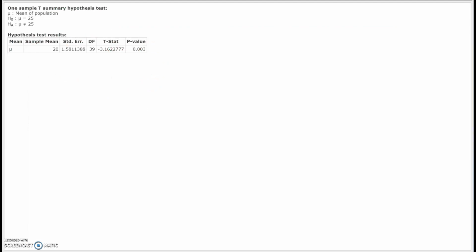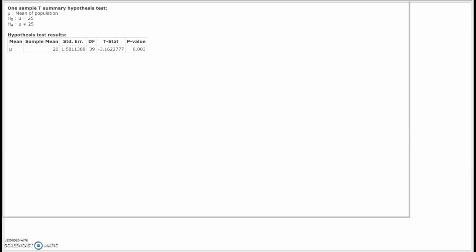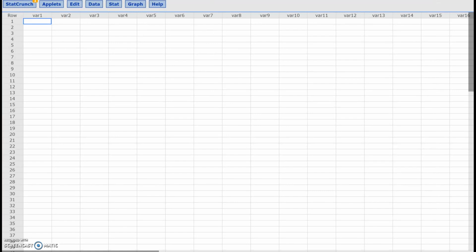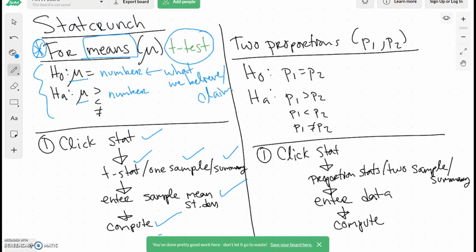The other one that we had was the two proportions, right? So this is also what we call a z-test, two proportions z-tests. So we have two populations, P1 and P2. Maybe this one can be males and the other one can be females, right? So we have two different populations.